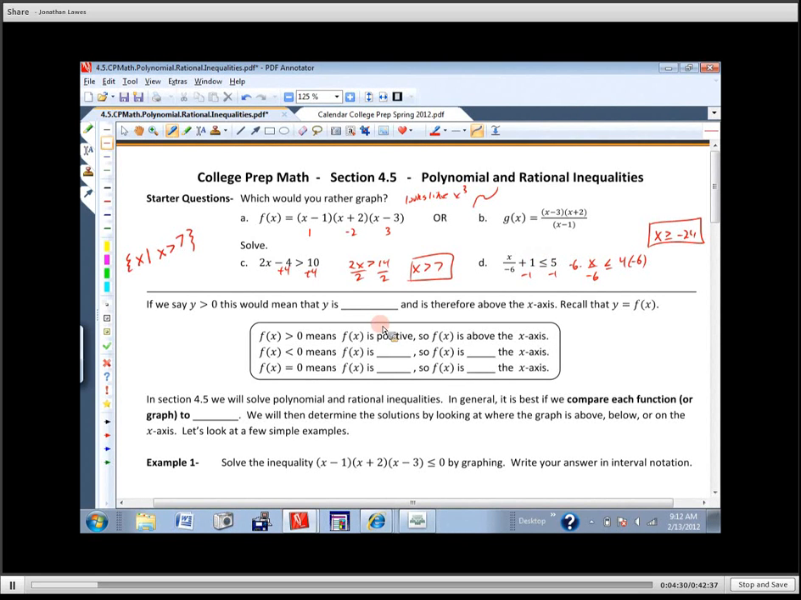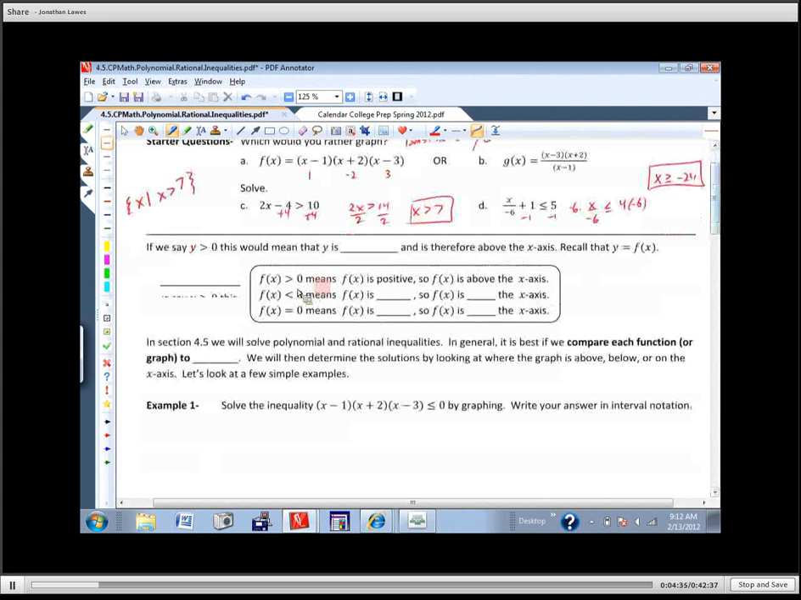So let's take a quick look at this. I find that a lot of times students struggle with what these inequalities mean. They're pretty easy, but if I say y is greater than 0, you understand what that means, but what's the easiest way to describe something that's greater than 0? Yeah, positive. Let's just say it's positive.